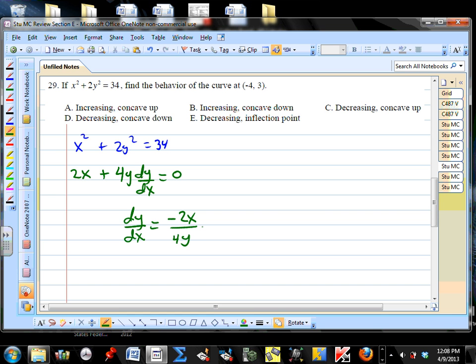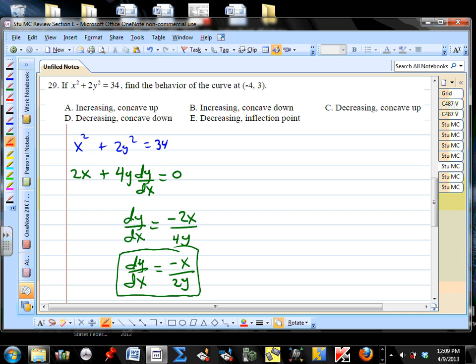And we can simplify. We can call this the opposite of x over 2y. Now, we didn't have to isolate dy/dx, but, well, yeah, we kind of did. We could have done it later. But now we know what dy/dx is. Let's keep that in mind.